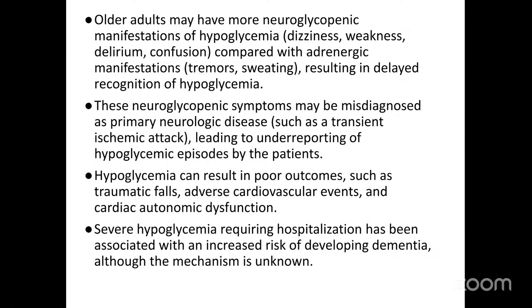Older adults may have more neuroglycemic manifestations of hypoglycemia, like dizziness, weakness, delirium, and confusion, compared to the adrenergic manifestations like tremor and sweating, resulting in delayed recognition of hypoglycemia. These neuroglycemic symptoms may be misdiagnosed as primary neurologic disease, such as transient ischemic attack or delirium, leading to underreporting of hypoglycemia episodes by patients.